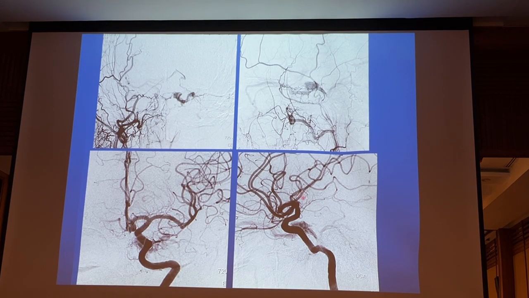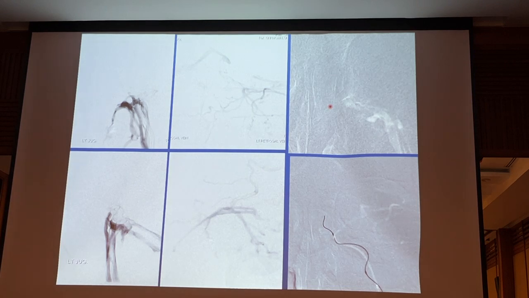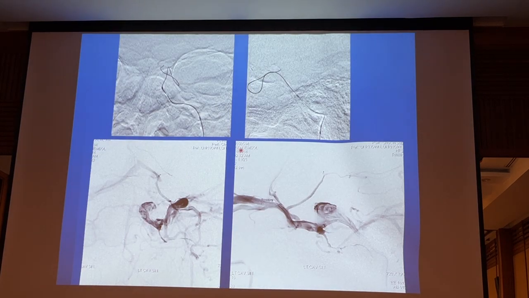This is again a case where the inferior petrosal sinus is not opacified, but we were able to go through the occluded inferior petrosal sinus, eventually go through this occluded segment and reach the cavernous sinus this way. And you can see the venous outflow to these middle cerebral veins.